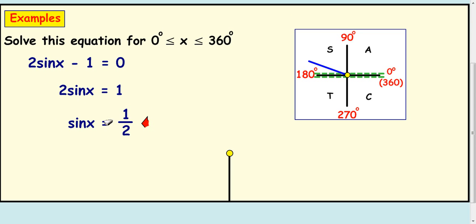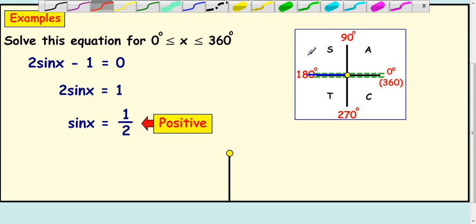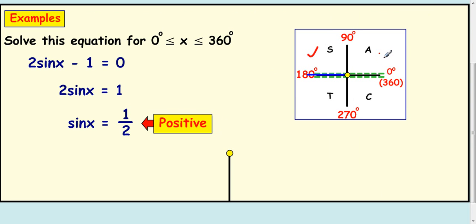At this point, we look to see if the sine wave is positive or negative. Now we can see quite clearly here it's positive. So we move to our all sine tan cos, and we look for the two places the sine wave is positive. Now it's positive here in the first quadrant between 0 and 90, and it's also positive between 90 and 180. So the two places we're looking for solutions are here and here.